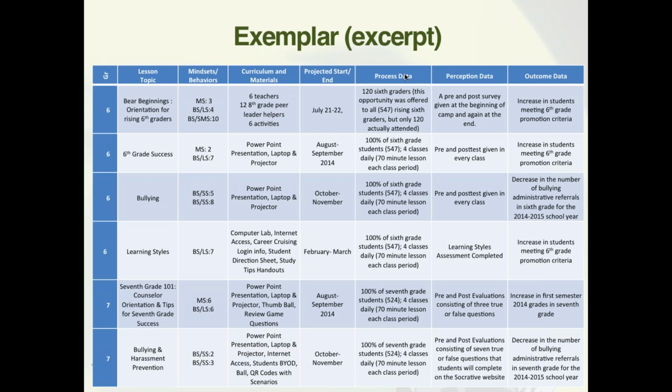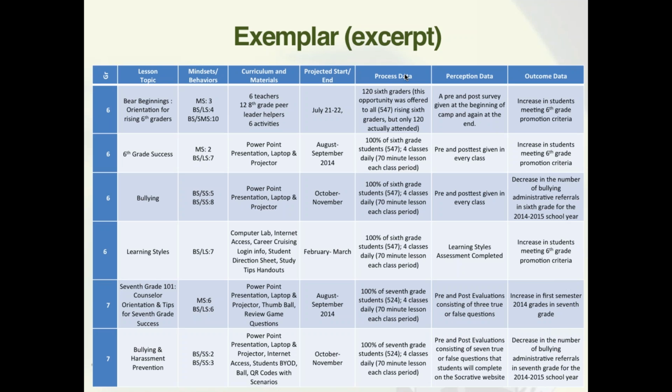So this is an exemplar from middle school. And you can see the headings for the current action plan template. The lesson topics, the identification of mindsets and behaviors, your curriculum, your begin and end times, and then those last three columns, the process, perception, and outcome data. And again, this is your plan. So each row becomes one lesson.